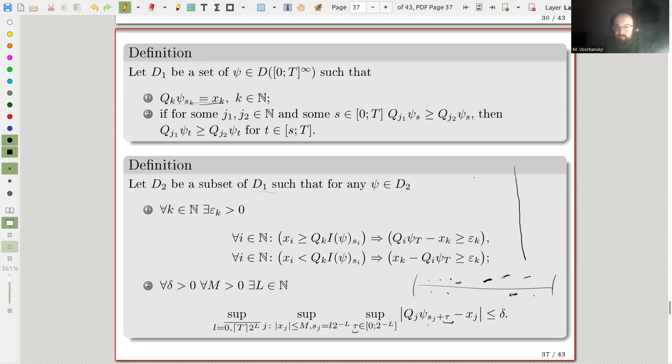If this element from D0, T infinity is such that y is a point, then we cannot have a situation where an infinite number of trajectories hit closer and closer to y. So if y is not hit by any trajectory, that means there is a distance between the closest trajectory and y.